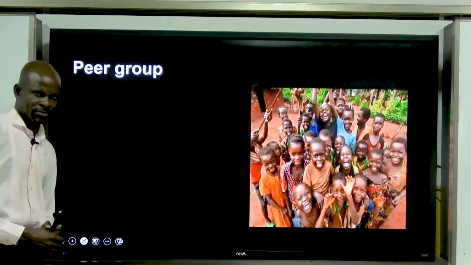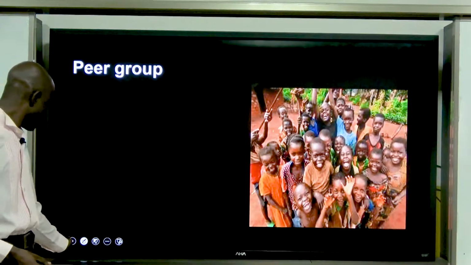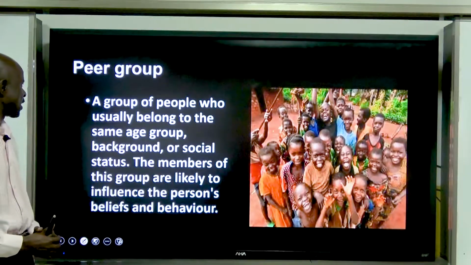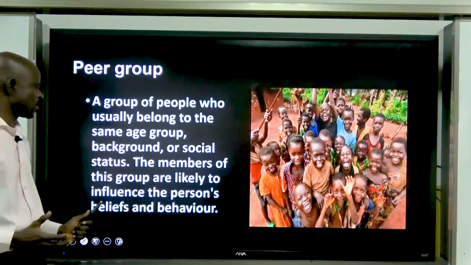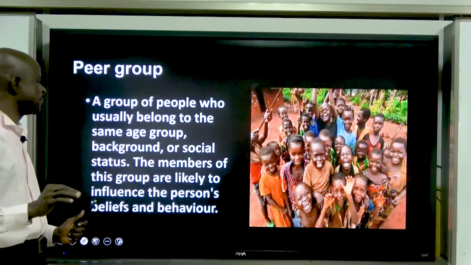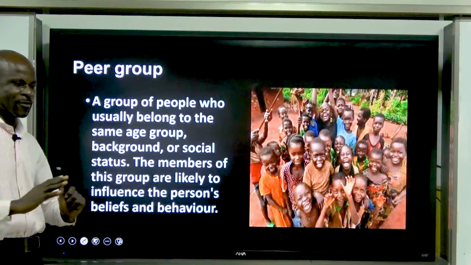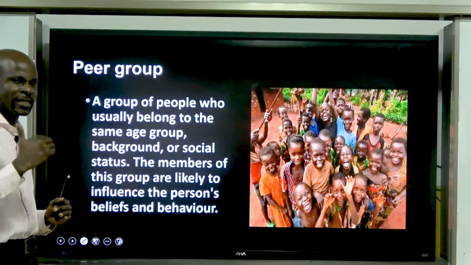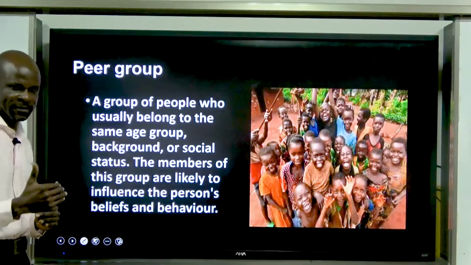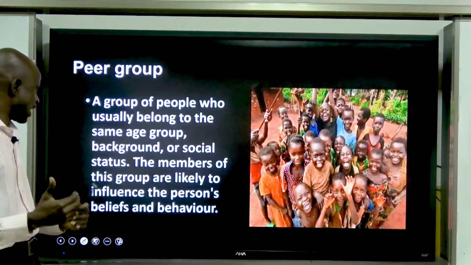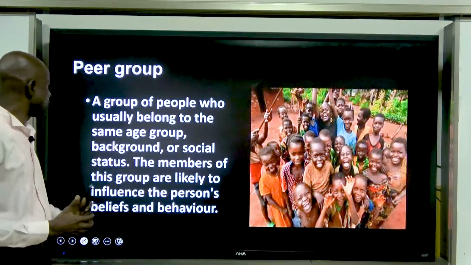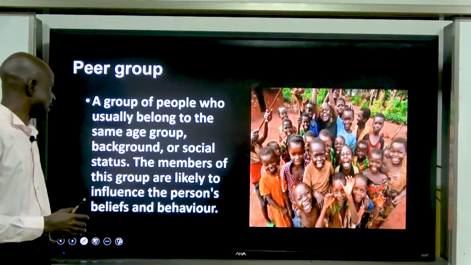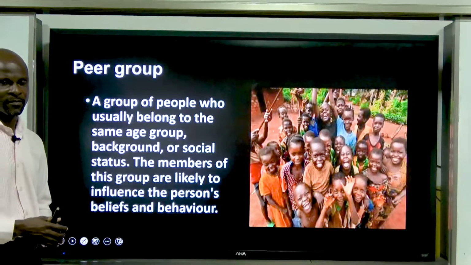We have peer groups. What is a peer group? A peer group is a group of people who usually belong to the same age group. They are within the same age range, maybe from 5 to 10, 11 to 15, 16 to 20, and so on. They can also be people from the same background, societal background or social status.